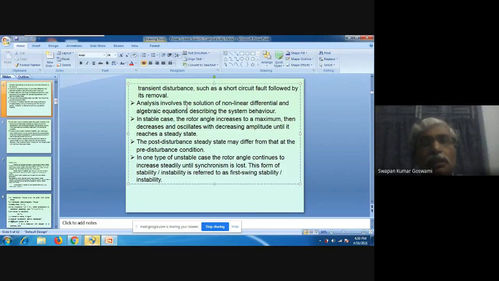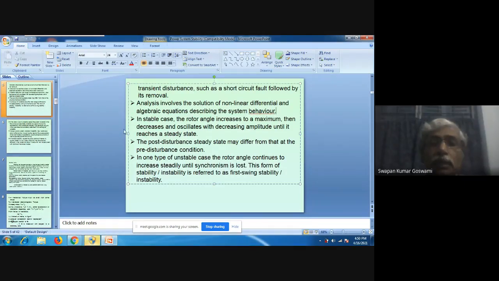Not only that, you have to solve the power flow problem: how power is flowing through the transmission lines. These lines are represented by algebraic equations. That's why differential as well as algebraic equations are to be solved. Okay, so the problem is a major problem. The analysis also is quite difficult, because a good number of algebraic equations and a good number of nonlinear differential equations are to be solved to solve the transient stability problem.